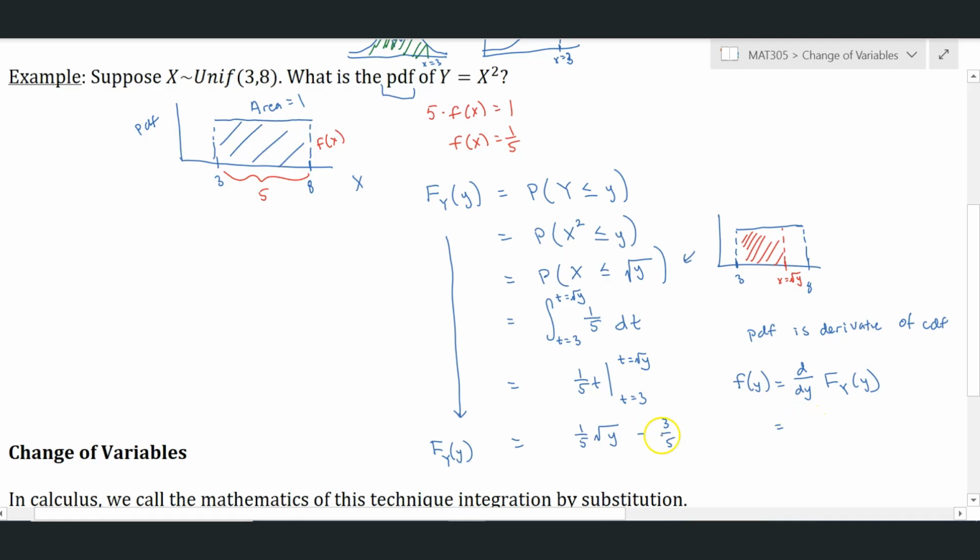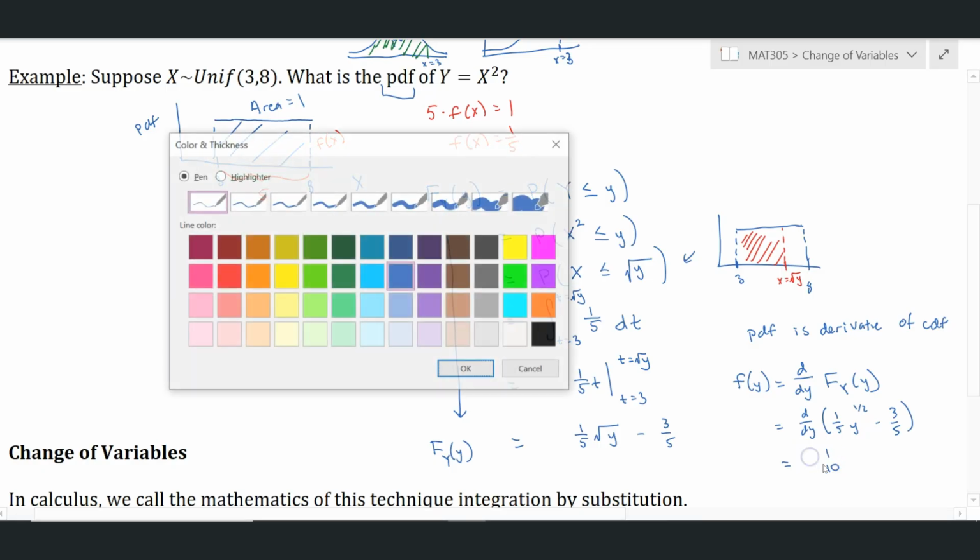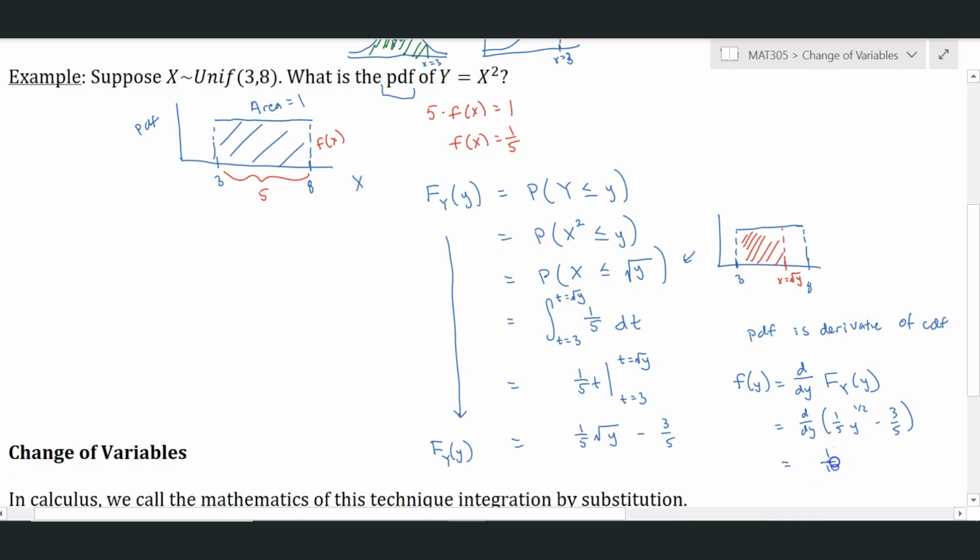And that's going to be the derivative of 1/5. I'm going to write this as y to the 1/2, to make the derivative a little easier. And its derivative will be positive 1/10. Take the derivative, use the power rule, 1/5 times 1/2 is 1/10, y to the negative 1/2, and then the derivative of negative 3/5 is 0.